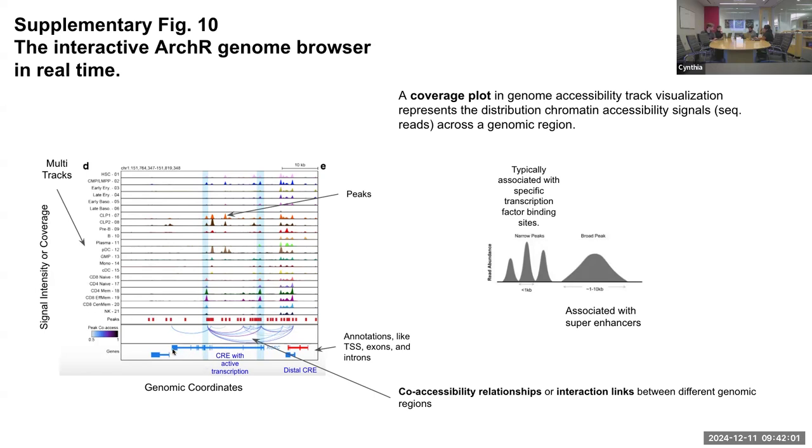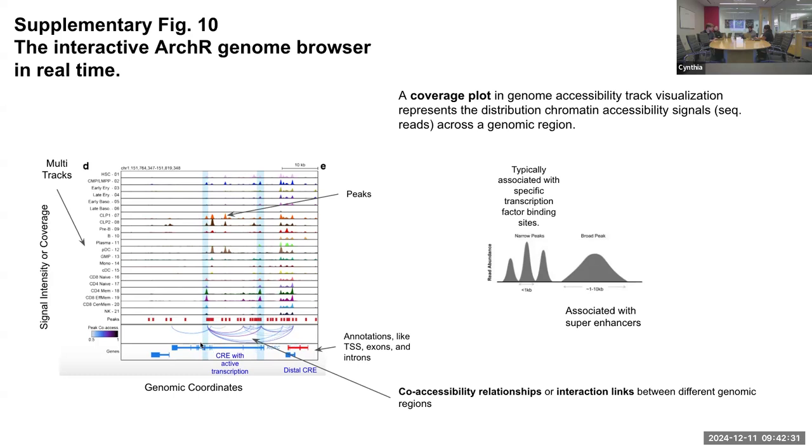So here we are looking at a specific gene that is in this line in blue. And for this specific gene, we can see that in each one of the tracks, we have these small mountains that are the peaks. And we also have annotations related to specific cis-regulatory elements that can be transcription factors or enhancers.